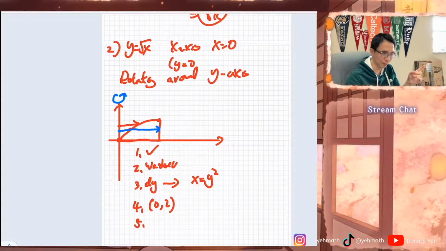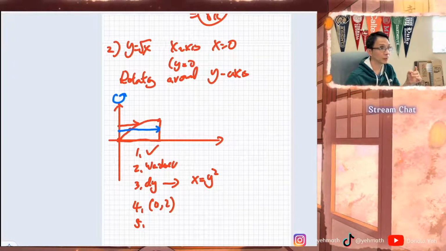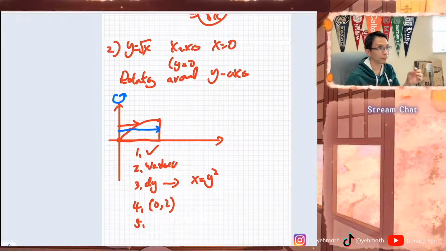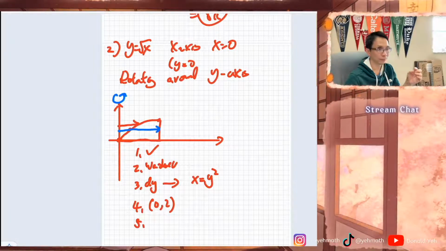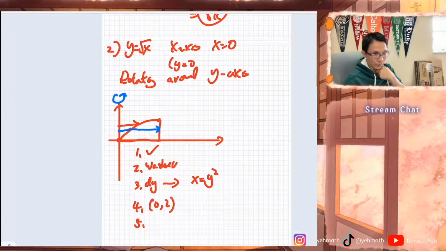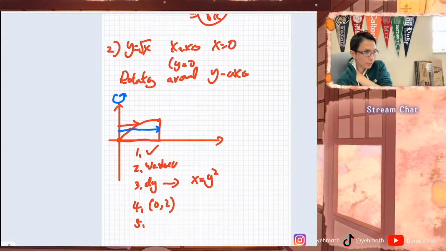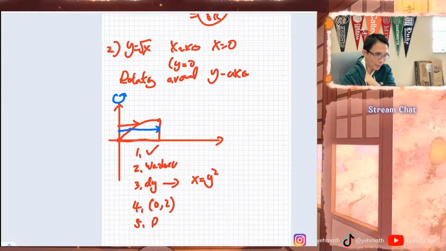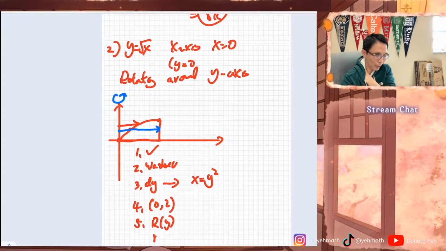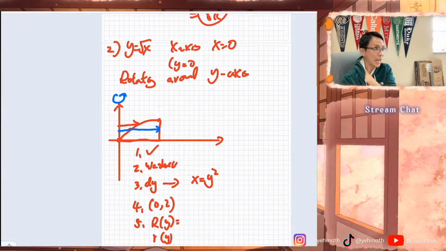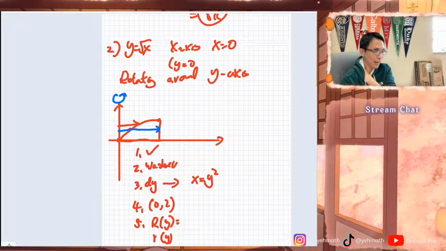What's my fifth step? You have to make sure your radii are in terms of x or y, depending on whether it's a disc or a washer. This is a washer, so it must have a small r, and in this case with dy it must have R of y and r of y. This is the outer radius. What is my outer radius here?